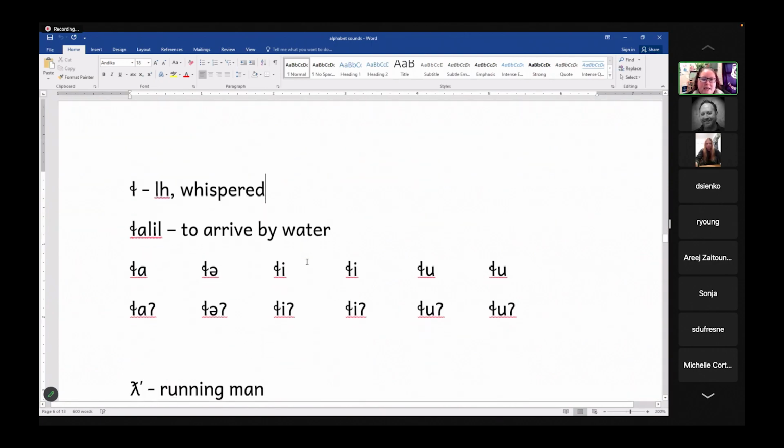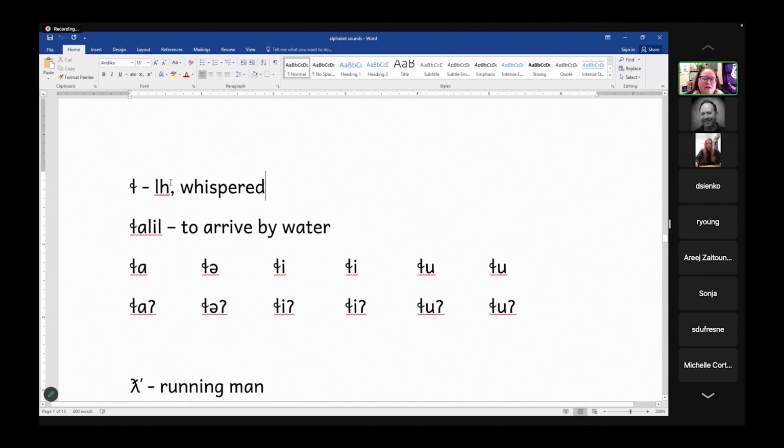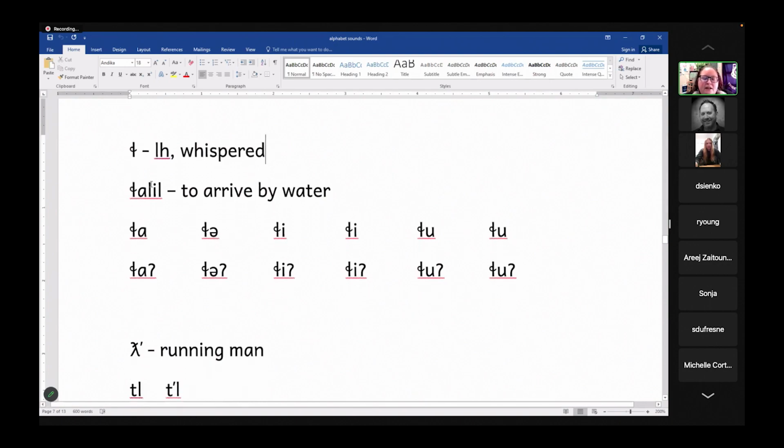And then we get to the whispered L, which is an LH sound, but it's whispered. You don't use your voice when you make this sound. You just put your tongue at the roof of your mouth behind your front teeth and you blow out. This is one that you will spit a lot with, and that's okay. You're supposed to spit. Shalil. Shalil. So let's do our sound chart.